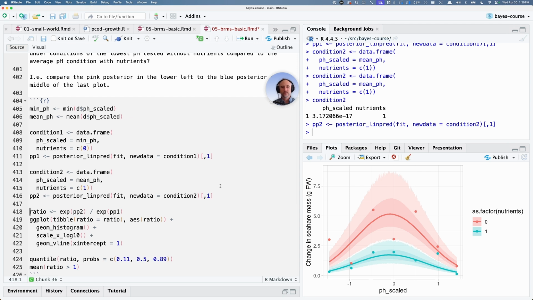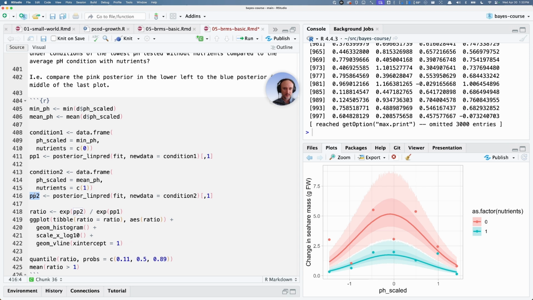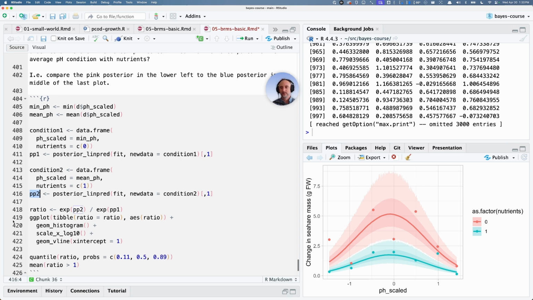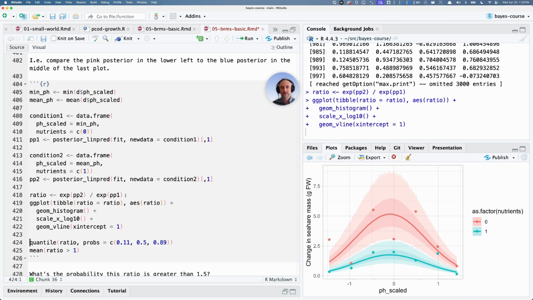I'm going to save those. And because the MCMC chains line up between these two vectors that I've created of PP1 and PP2, I can add, subtract, multiply, divide them by each other, and they account for all the correlation between them. So in this case, I'm going to exponentiate them to take them back out of log space and then divide them. So I'm asking for the ratio between these two in natural space.